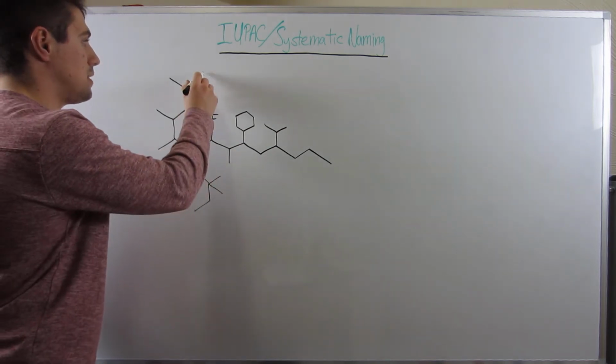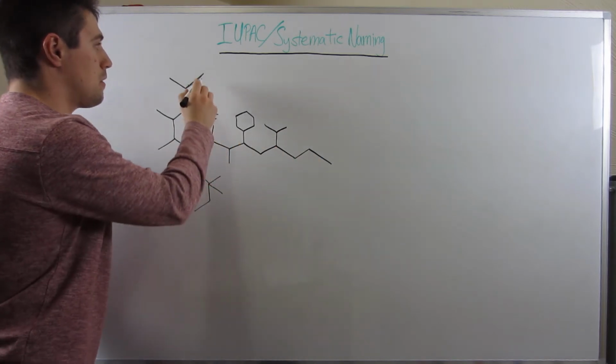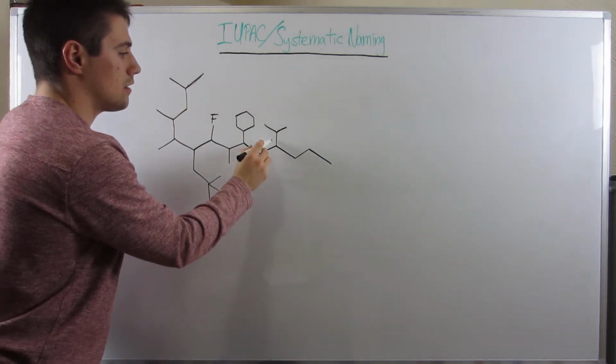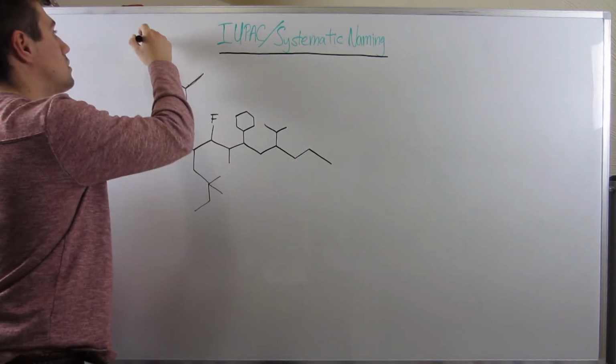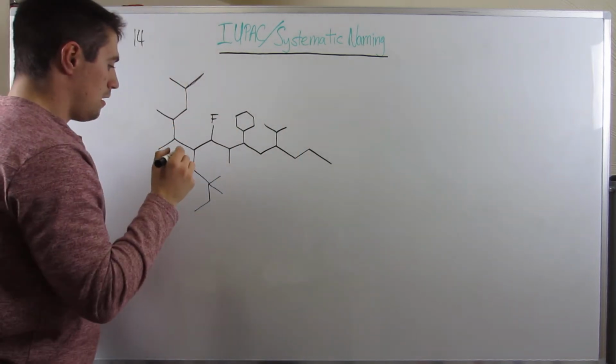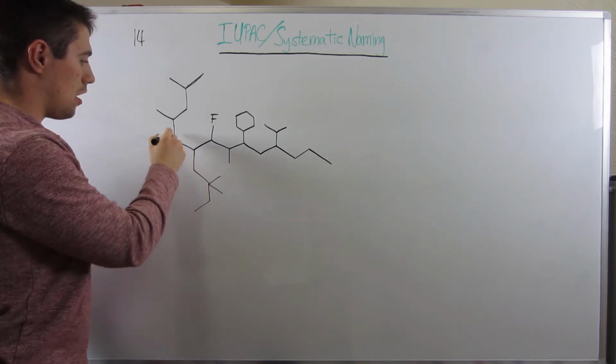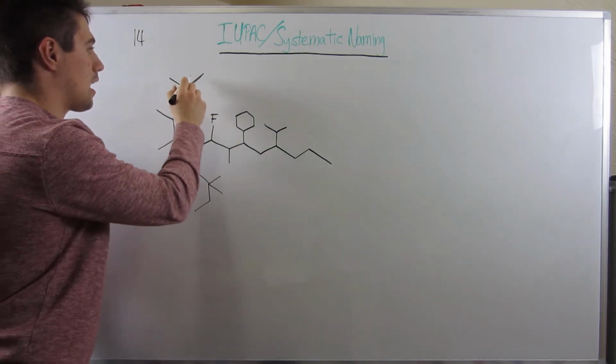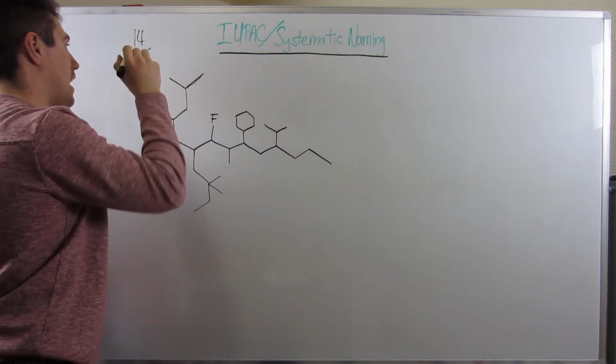All right, so let's go from here all the way down here. 1, 2, 3, 4, 5, 6, 7, 8, 9, 10, 11, 12, 13, 14. Okay, 14 carbons. Sounds good. Let's count from here on up to here. 1, 2, 3, 4, 5, 6, 7, 8, 9, 10. Okay, I'm not worried about that.